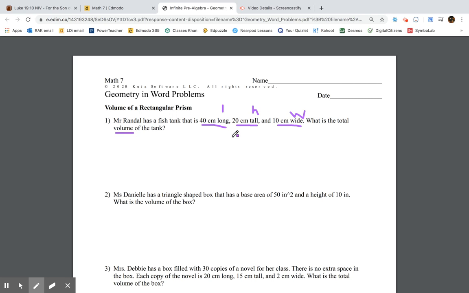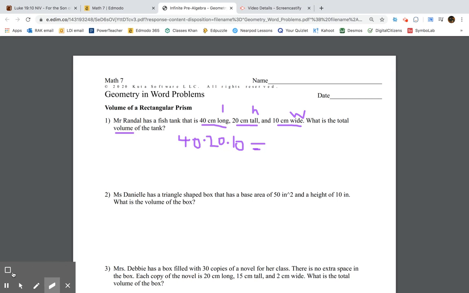What do we do with those three? We multiply them together. So what is 40 times 20 times 10? Go ahead and use your brain or use a calculator. Find out what the answer is. What are the units going to be? Go ahead and calculate that and look at the answer at the back on the bottom of this worksheet and see if you got it right.